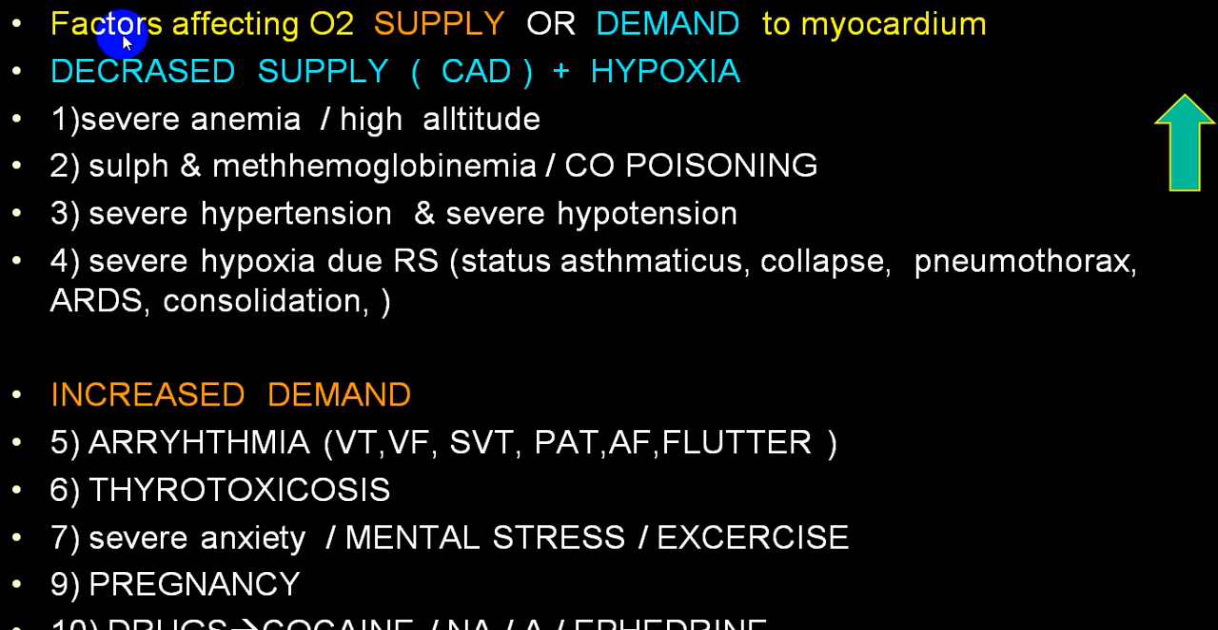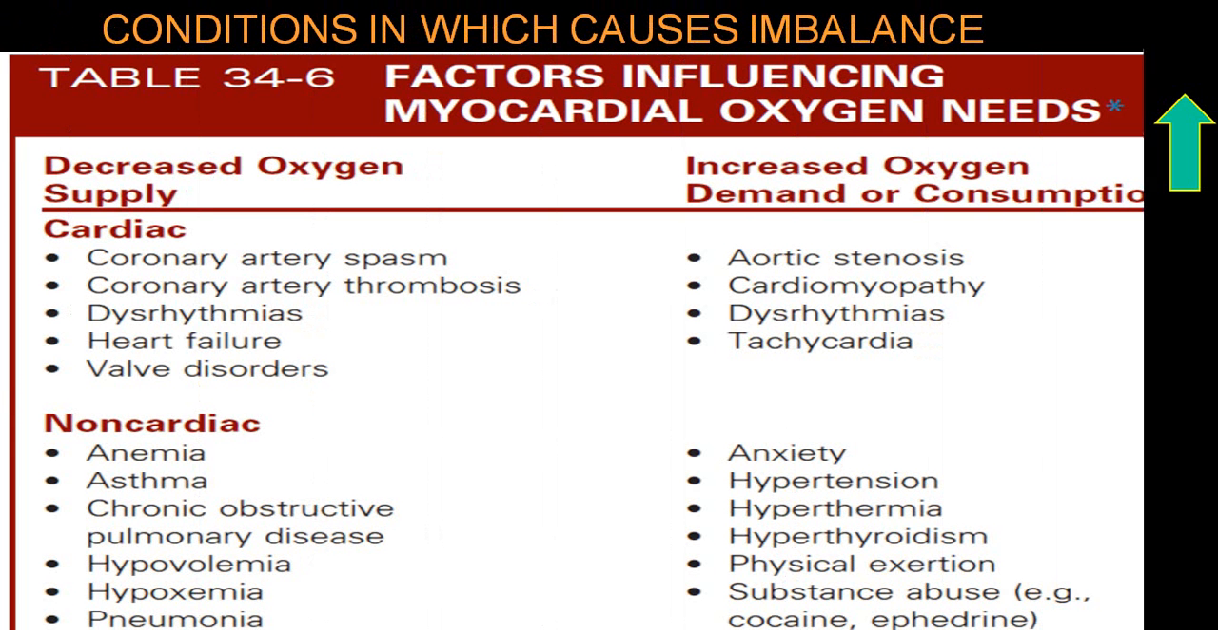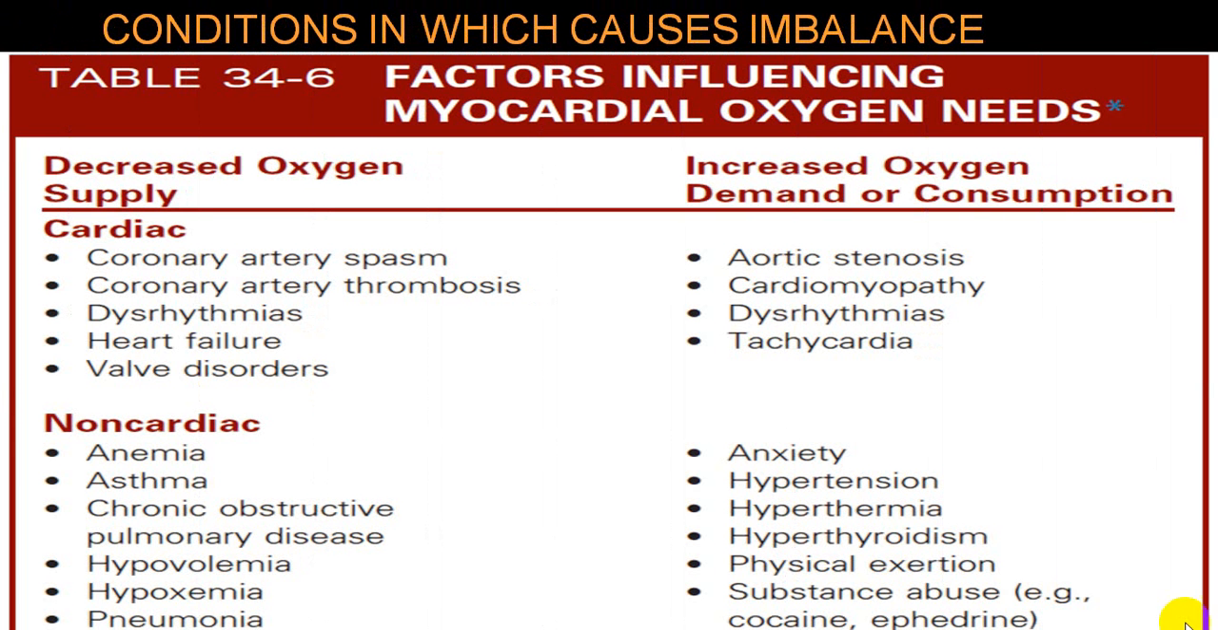We already mentioned decreased supply and increased demand. In that, we have not mentioned the etiology of cardiac tachyarrhythmias like thyrotoxicosis, even severe mental stress, severe anxiety, severe exercise. Pregnancy will also increase the demand. Drugs like cocaine, noradrenaline, adrenaline, ephedrine can also increase demand. So the same thing is given: cardiac, non-cardiac, decreased supply, increased demand. At your leisure time, you can go through it.